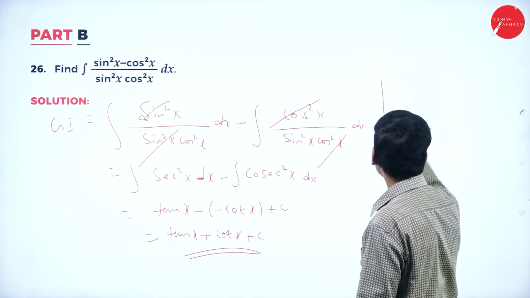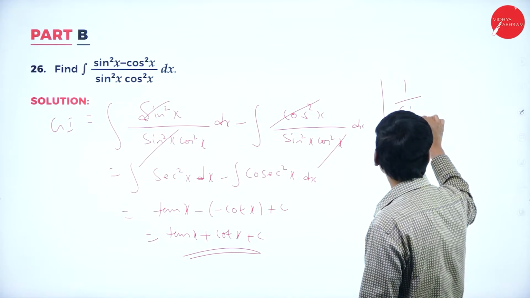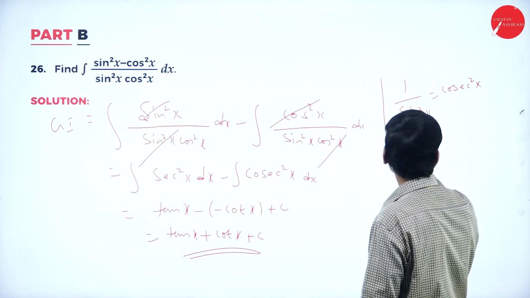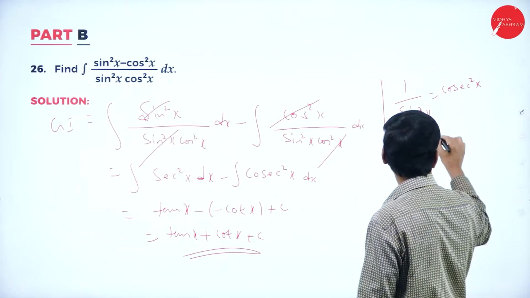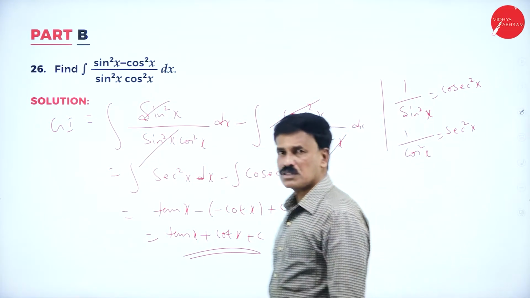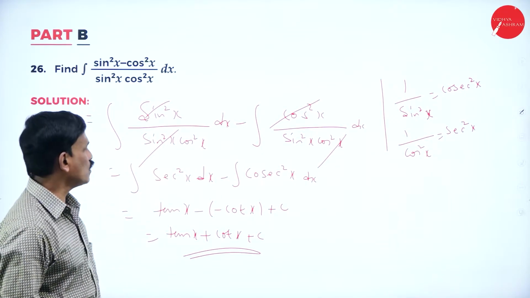So you should be familiar with the reciprocal relations. 1 over sin square is equal to cosecant square x and 1 over cos square x is equal to secant square x. So these are the reciprocal relations which we have used. Now let us come to the next problem.